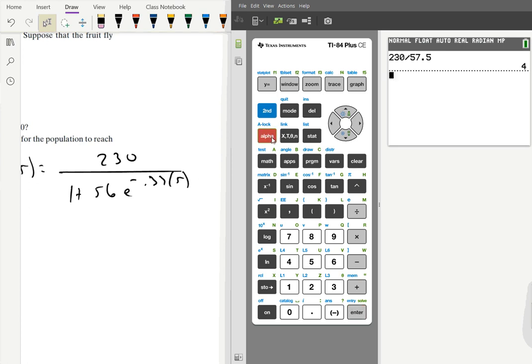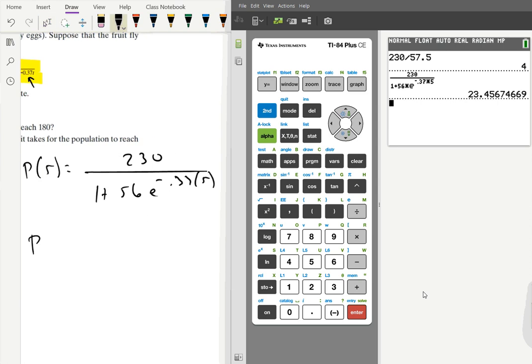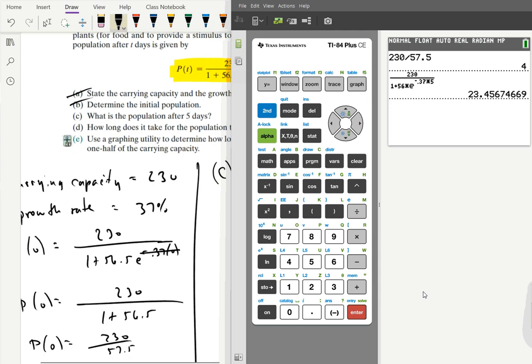Let's do it this way. I'll get my template here. I've got 230 over 1 plus 56 times e to a power, and that power is negative 0.37 times 5. The nice thing about our calculator is that it can look just like what our paper says. And we end up saying, okay, P of 5 is approximately 23. Let's see, did it tell us how to round this? No, it did not. So let's say approximately 23.5. So that's letter C.